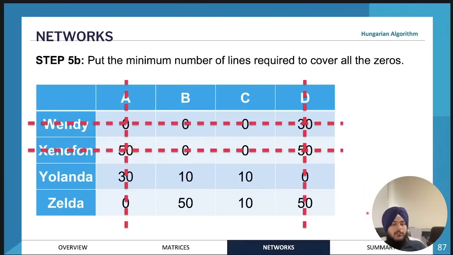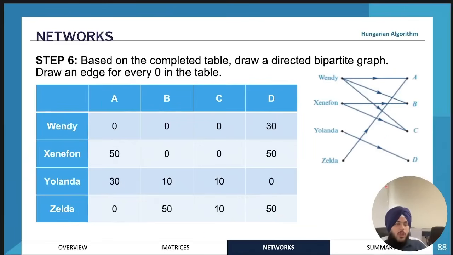And now it's all about the allocation. And I'll show you how from this you can go to the allocation. So what the zeros actually indicate is that Wendy can perform tasks A, B, and C in the minimum amount of time. So from there, it would be really great if you could do a bipartite graph. It would be really helpful in certain situations.